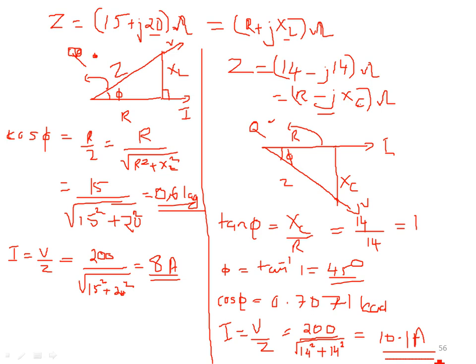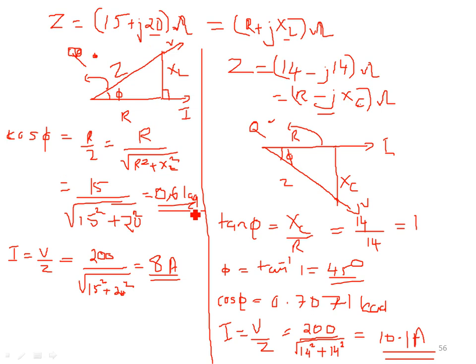So in the first two questions, we have dealt with the RL series circuit as well as the RC series circuit. In the RL series circuit, resistance is in series with an inductive reactance XL. So Z is equal to R plus J XL. Resistance will be on the horizontal axis and the inductive reactance XL will be on the vertical axis. Now from here cos phi is equal to R by Z. Z from the Pythagoras theorem is root of R square plus XL square. R is 15 ohm and XL is 20 ohm. So from there cos phi is 0.6 lagging.